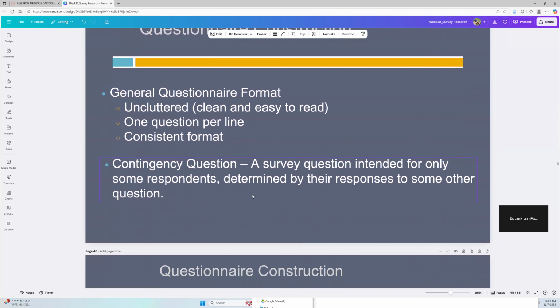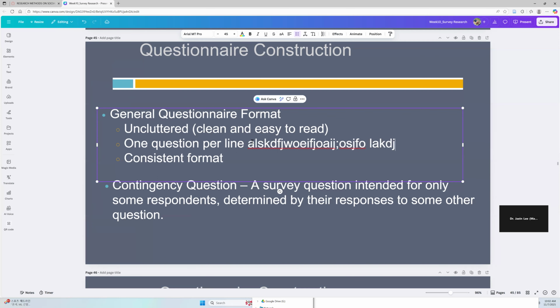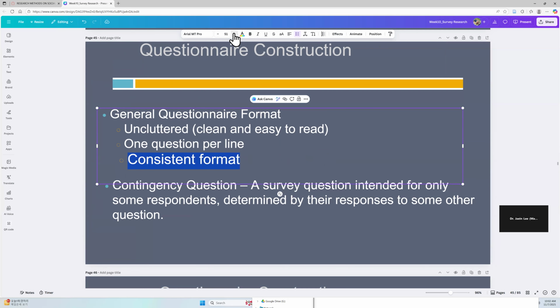So in general, the question format guideline is that it should be uncluttered, which means clean and easy to read, with one question per line. If there are multiple questions in one line, or if I write more in a long way like this, it's very hard to read, right? So one question per line, and a consistent format. If the formats fluctuate, very large somewhere and very small somewhere, it might be very tricky. You may not like that. So keeping consistency of the items would be very useful.